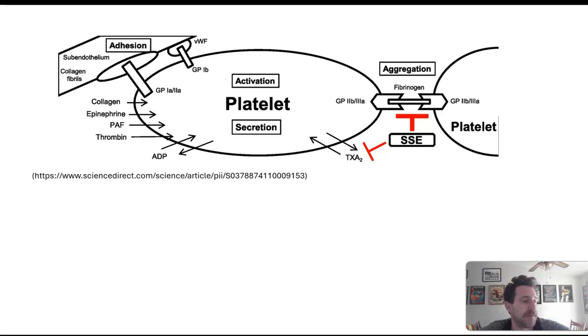And then platelets begin to start binding to each other. This binding occurs on the glycoprotein 2B3A receptor, and you can see they are linked together with the help of factor 1, which is fibrinogen, during the aggregation.